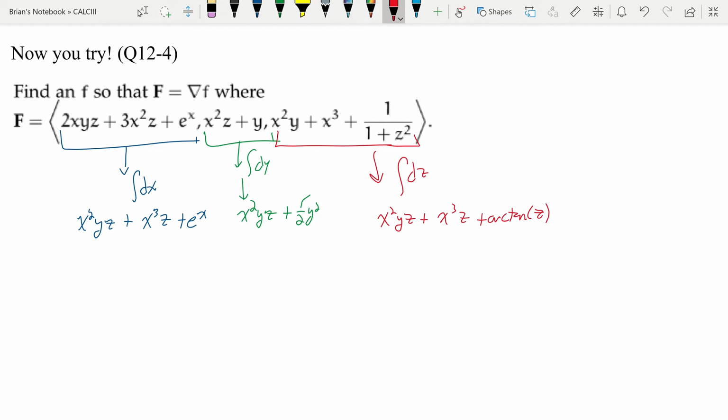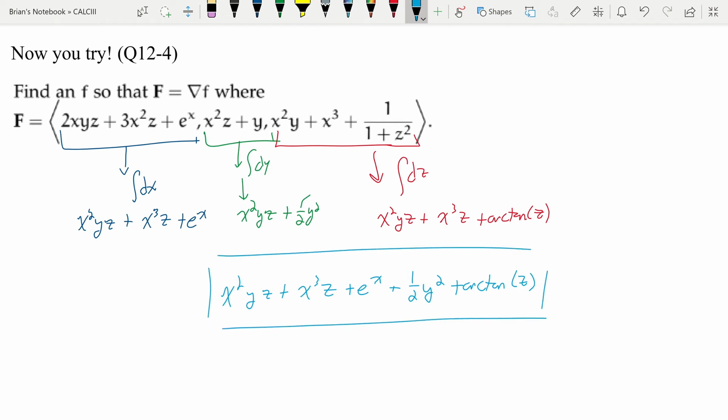Awesome. Now, all we have to do is combine the terms that make sense, and our final answer will be, I'll do it in a nice new color, x squared yz plus x cubed z plus e to the x plus 1/2 y squared plus arctan of z. Awesome. Nice job, guys. That looks good. So we're pretty good at finding potential functions. That'll be useful when we have conservative integrals and we want to basically solve those conservative integrals.